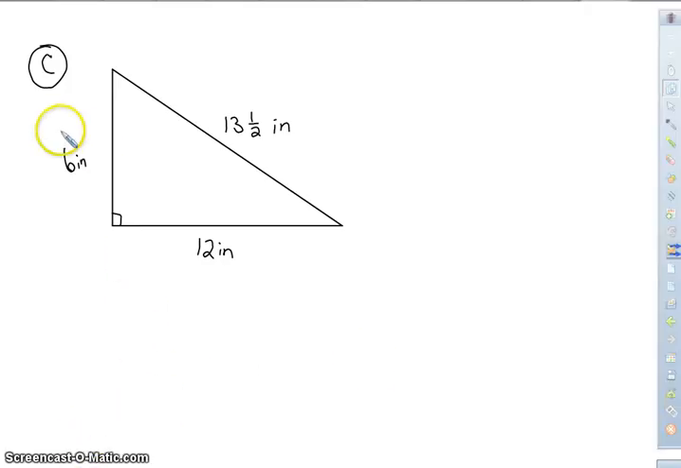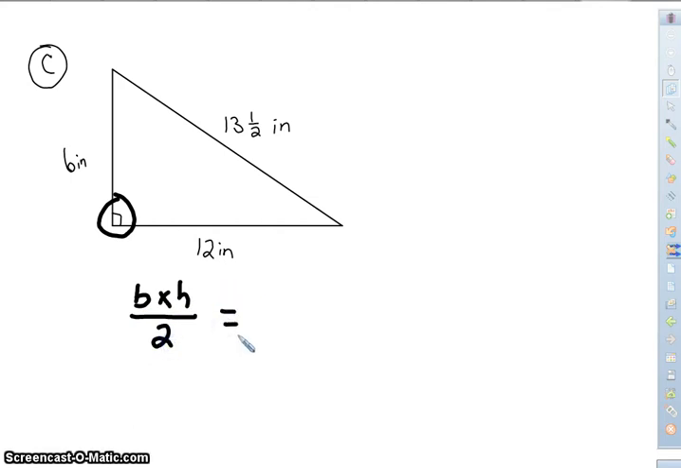Alright, for letter C, again, it's a matter of finding what is my base, what is my height, because you have 3 different measurements here. Again, it all revolves around this 90-degree angle. This is my base, my longest measurement. So again, my formula, base times height divided by 2. So we're going to plug those numbers in. 12 is my base times the height, which is 6.